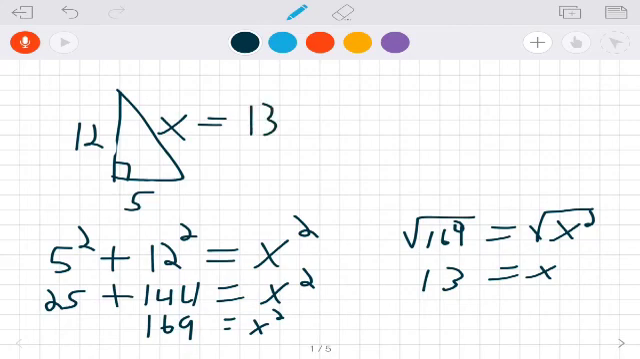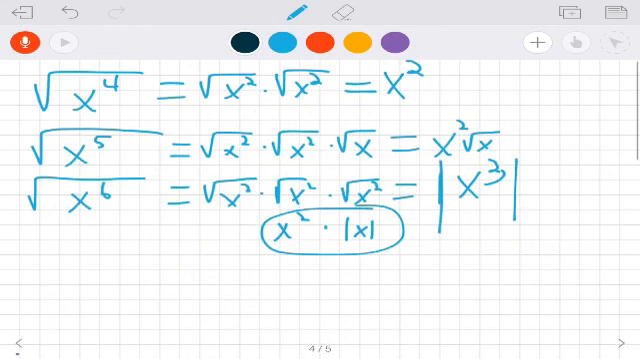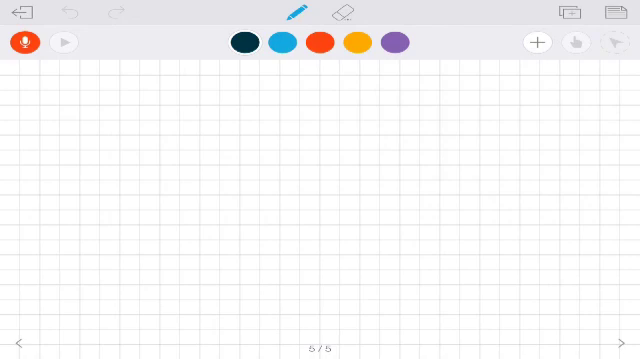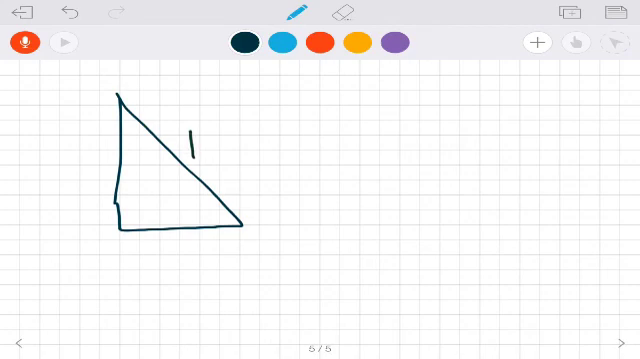Now we can also run into this kind of problem in a different way. We can run into it where maybe we don't know one of the legs. We know the hypotenuse, but not one of the legs. So let me draw out a triangle. And what I'm going to do is say, hey, this right here is 10. This is 8. What's this? And this is a right triangle.